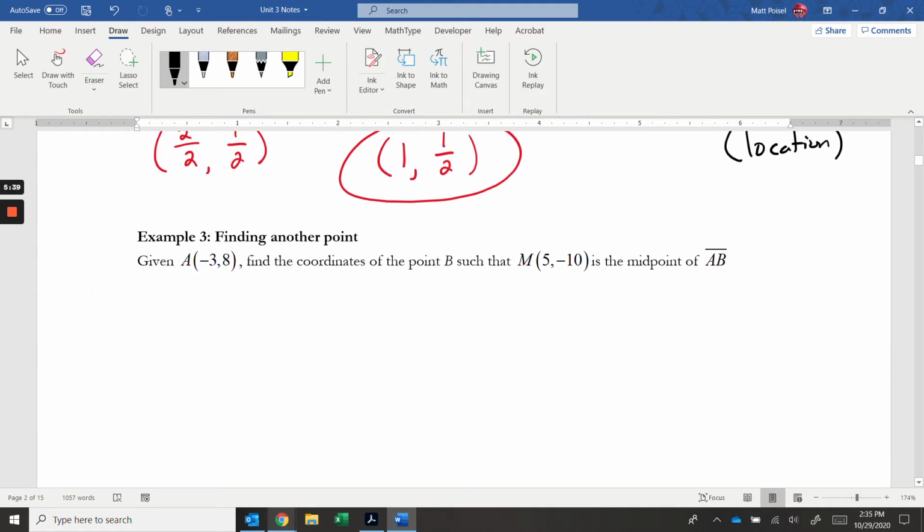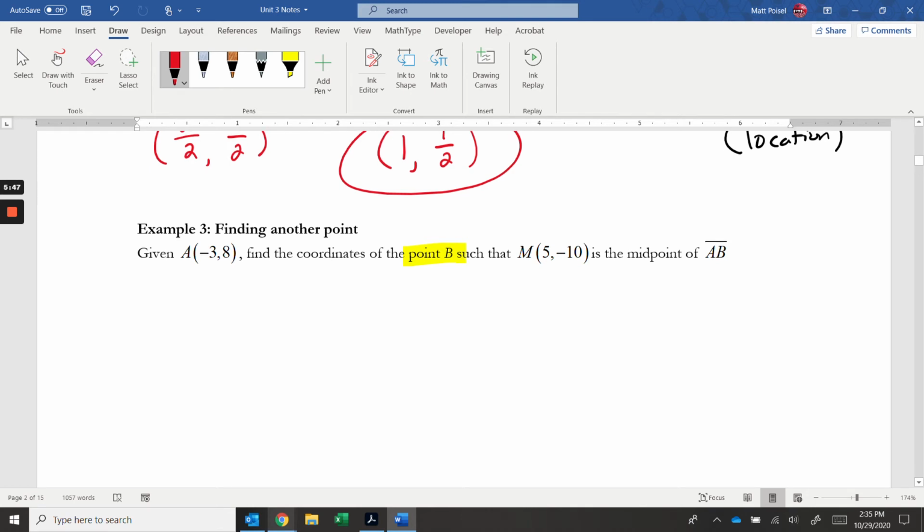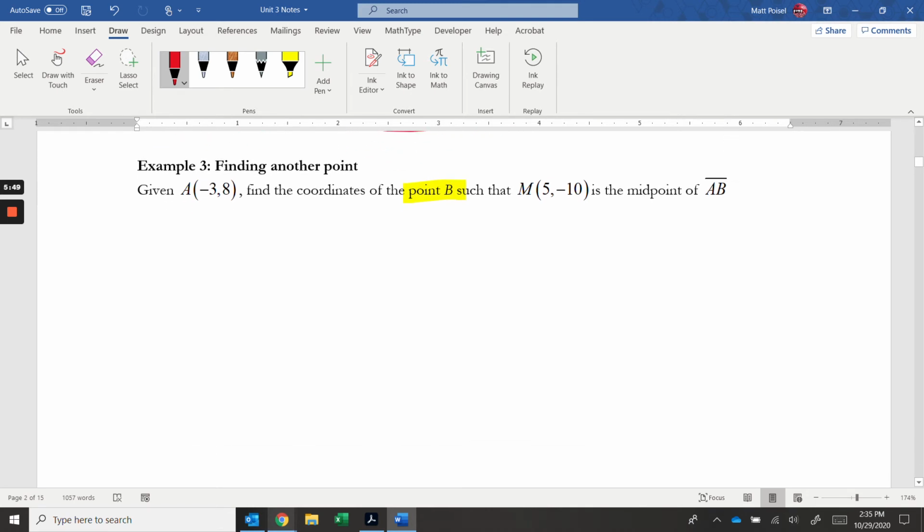All right, the last question. This time you got to read it really carefully. We are trying to find point B. Okay, so there's a couple different ways that we can do this. The first one is kind of algebraically. So this is an x, this is a y, this is an x, this is a y, but again, this is for the midpoint. So you can sort of plug in what you know.